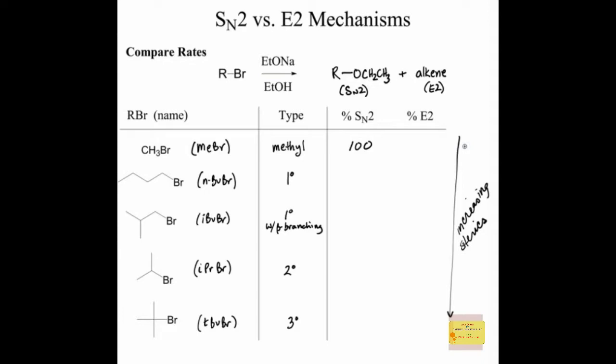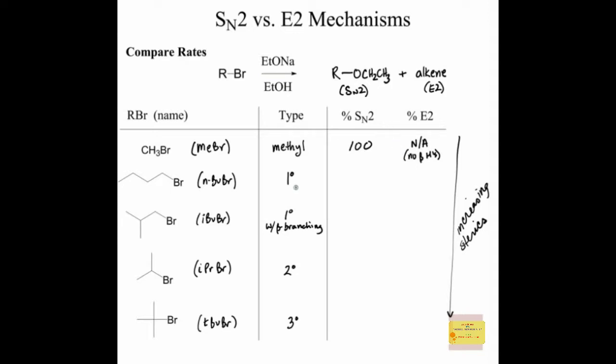What does E2 mean? It means you remove the leaving group and a beta hydrogen, and you form a carbon-carbon double bond. So how does that look for methyl bromide? It's looking pretty impossible because not only does it not have any beta hydrogens, it has no beta carbons. You can't form a carbon-carbon double bond if you only start with one carbon. So of course we expect 100% for SN2.